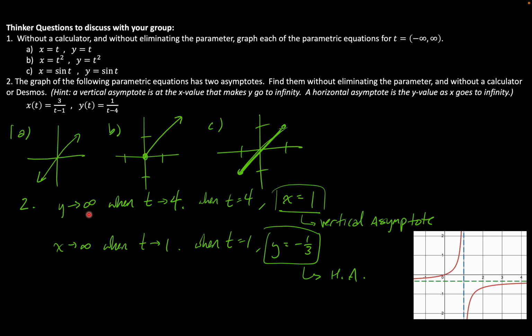If on the other hand I inspect when does x approach infinity, that happens for t approaching 1. So now I take the value of 1, plug it into the equation for y. 1 over 1 minus 4 is negative 1/3. So that's my horizontal asymptote over here. This graph you would get if you were to use Desmos to graph the parametric equation. The way you would do that is use this expression and that expression, just put both in parentheses with a comma in between them.